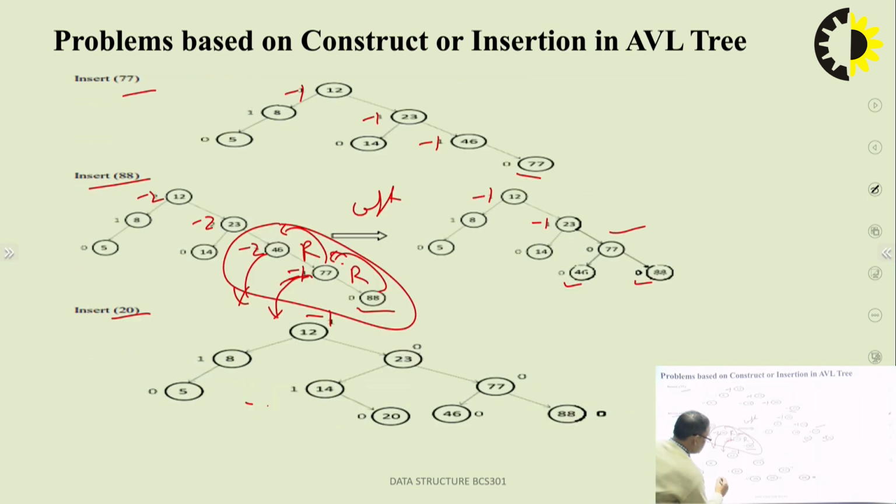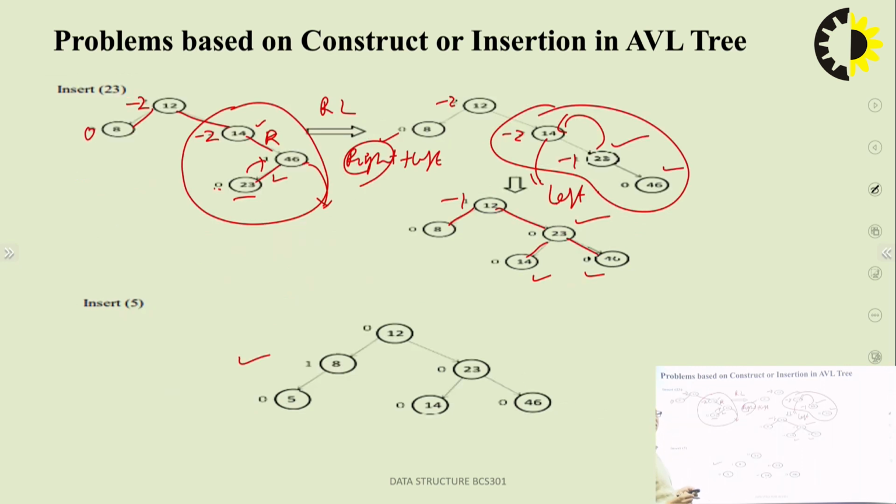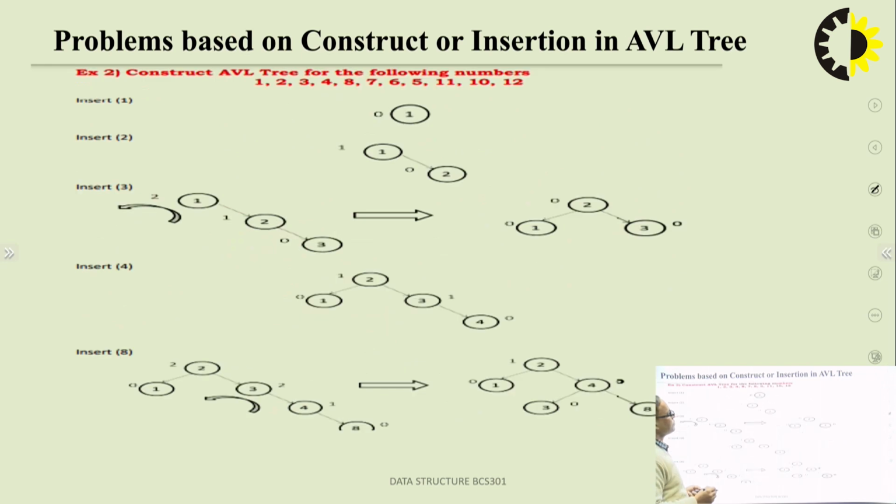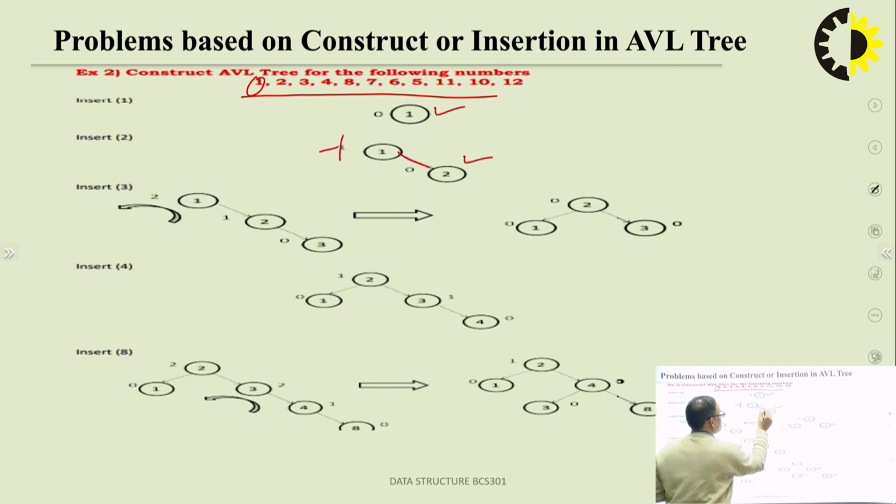Okay, so this will be the final tree for this particular given sequence. Let us see one more example. We have to construct the AVL tree for this sequence. So the first node I will consider as the root. So the balance factor of 1 is 0. Now we insert 2. So the balance factor of 1 becomes -1, and the balance factor of 2 is 0.